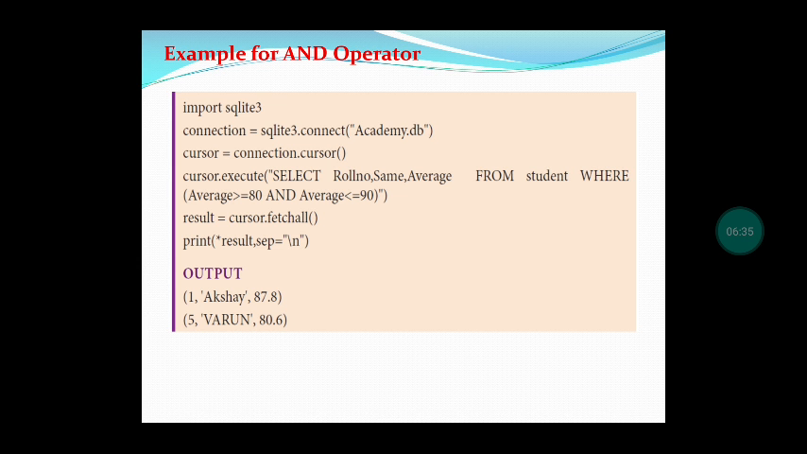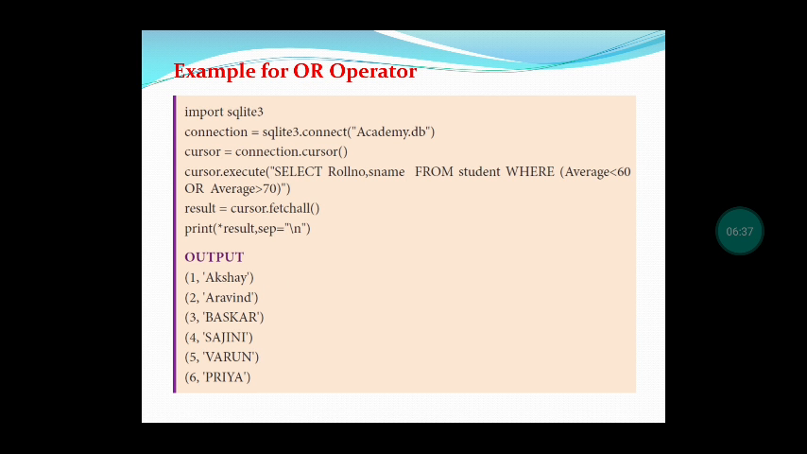Next example is for the OR operator. Here we have given two conditions, average less than 60 and average greater than 70.